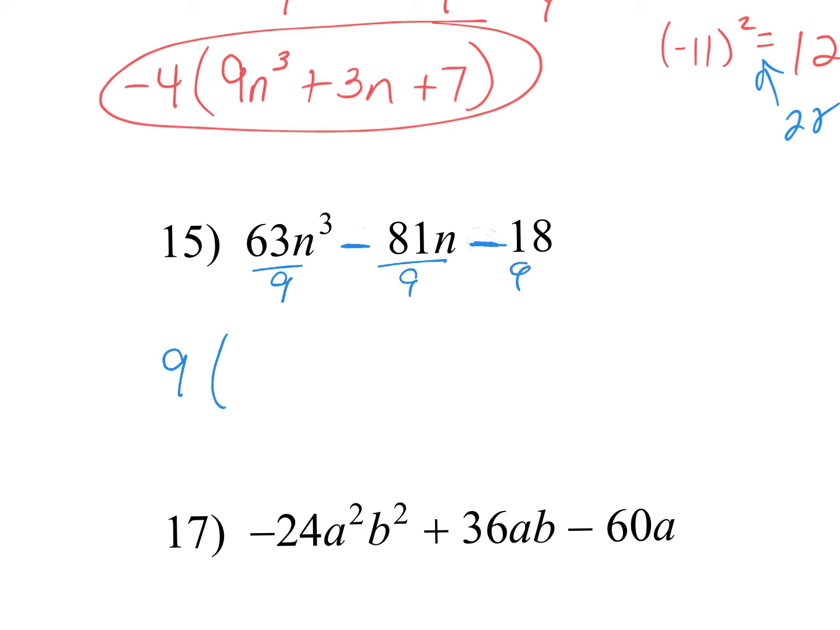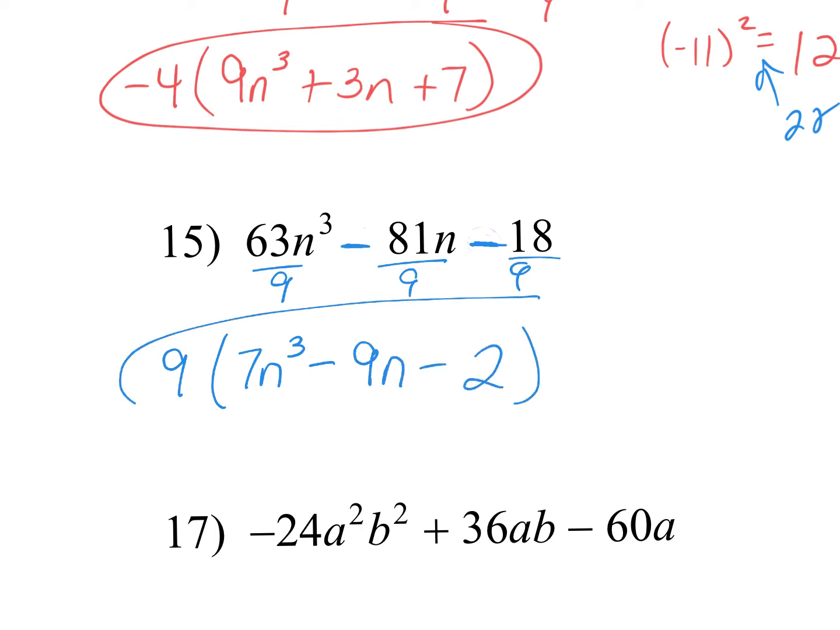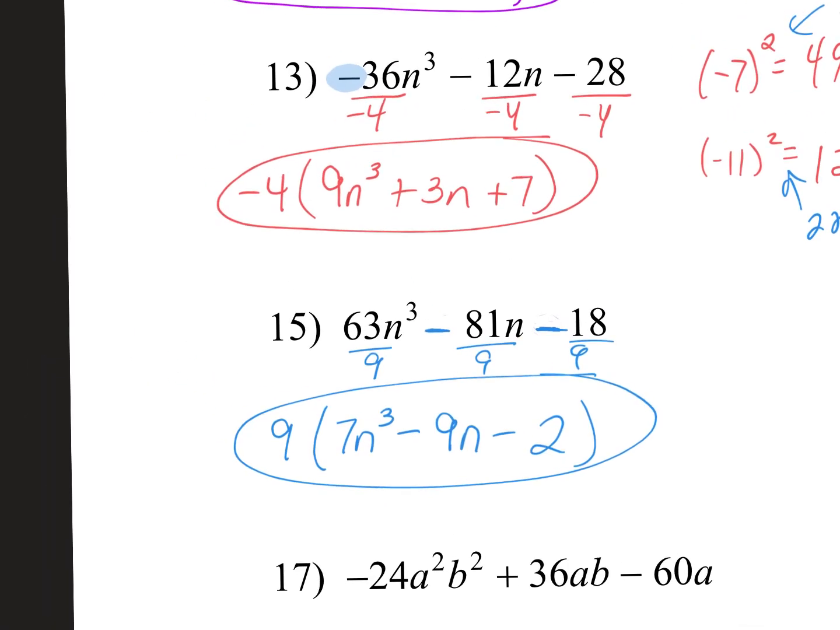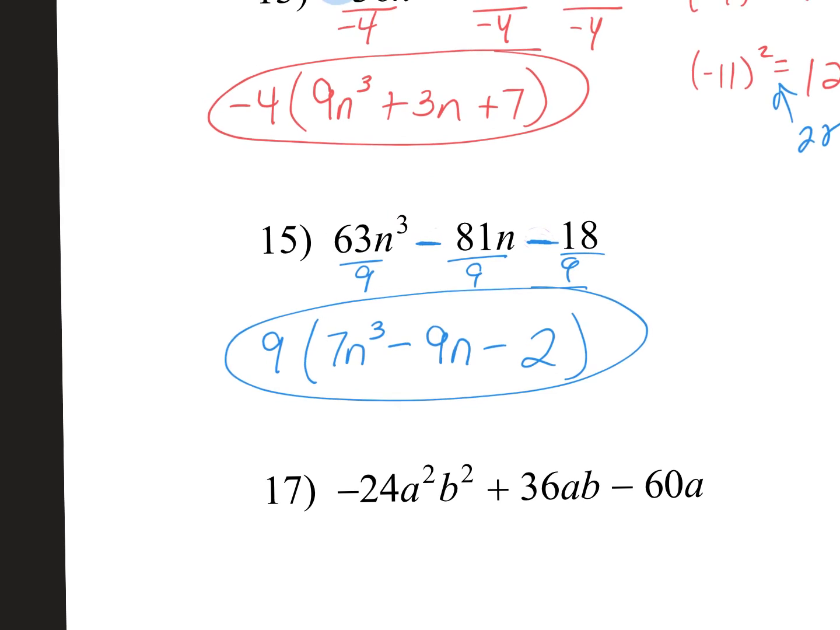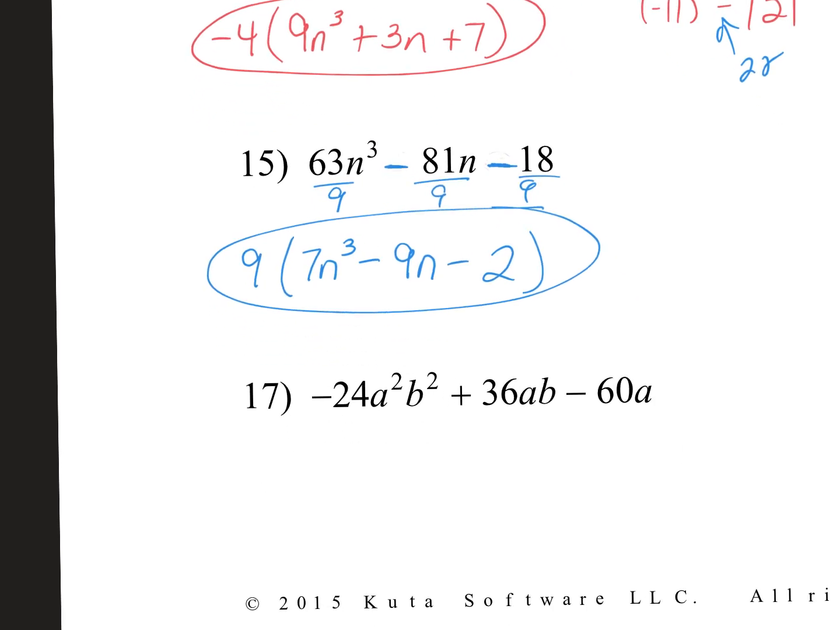So watch, when we divide everything by 9, we have 63 divided by 9 is, good, 7n cubed, minus 81 divided by 9 is 9, and then 18 divided by 9 is 2. Yep. If you lead with a negative, factor out a negative. If you lead with a positive, factor out a positive. Yes, ma'am. Sure.